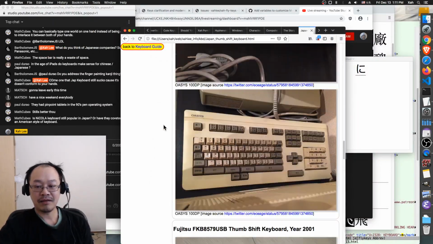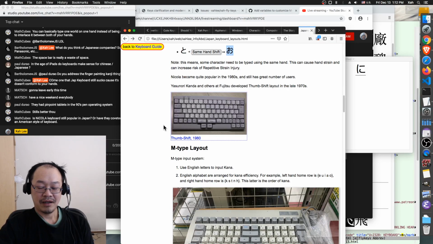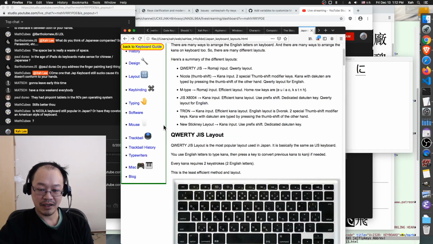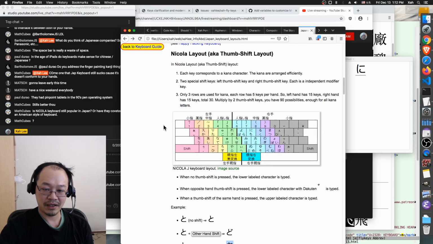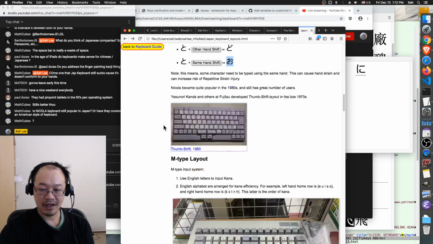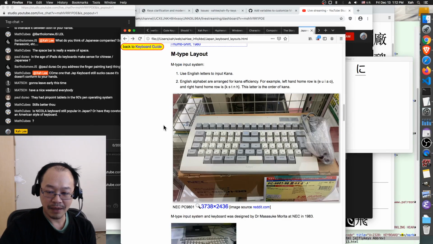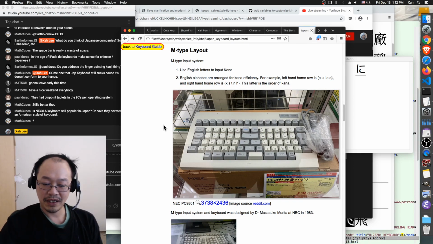Okay, now we have talked about the QWERTY layout, and we have also talked about the Nicola thumb shift layout. We can now talk about the M-type layout. Now it should be easier.